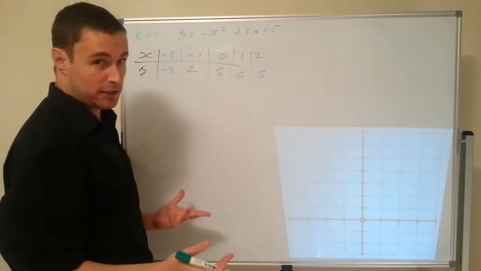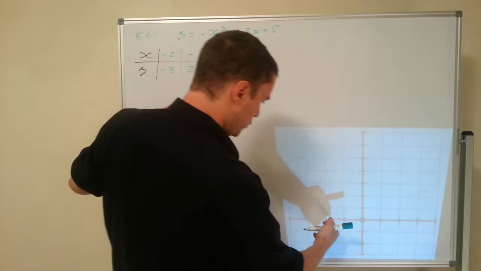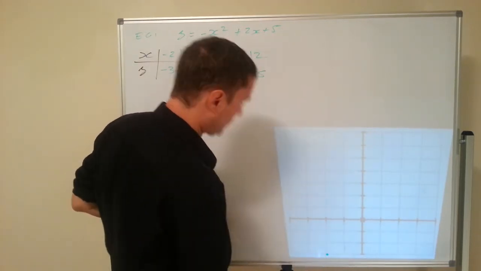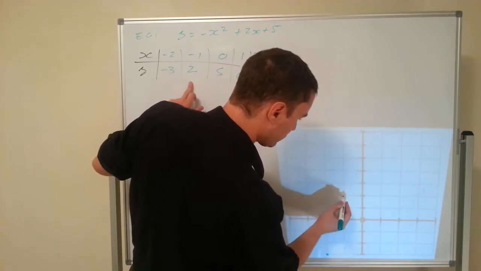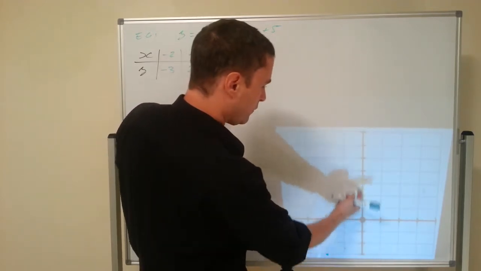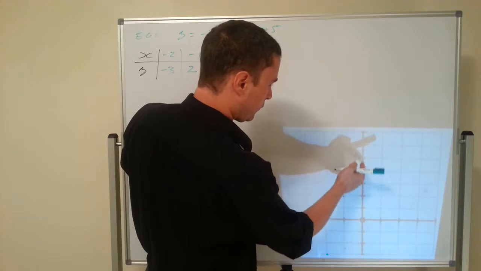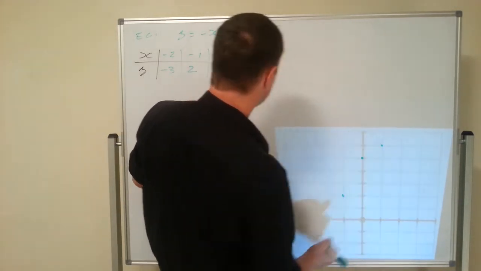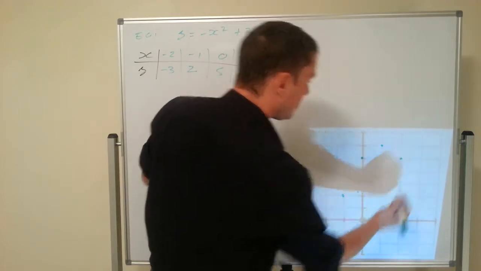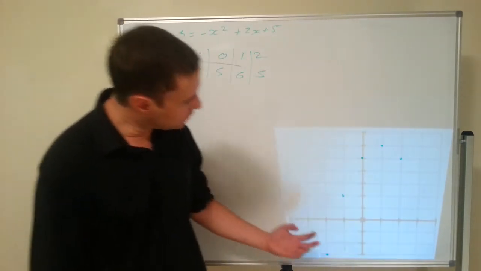Alright, so let's plot these. Right, so negative 2, negative 3, it's over here. Right, negative 1, 2, it's there. 0, 5, 1, 2, 3, 4, 5, it's there. 1, 6, it's there. And 2, 5. Now again, you should be able to start to see the pattern.